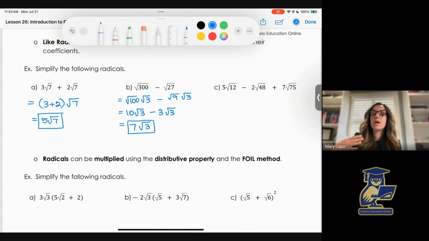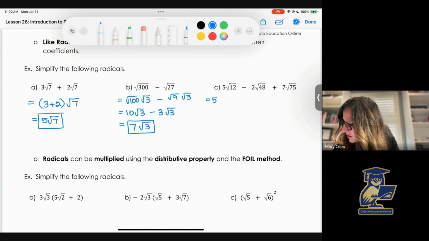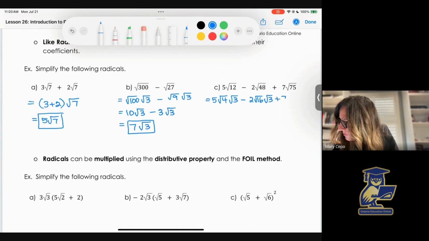Okay, so adding three radicals. Again, looking at it as it is now, none of those radicals are the same. They're not like radicals because the radicands are all separate, different numbers. But we can break those radicands down to create like radicals. So again, we need to be strong on our perfect squares. We know 4 times 3, 4 is a perfect square. Now looking at √48, we know that 16 times 3 is 48. So we're going to take √16 and √3, and √75 would be √25 times √3.